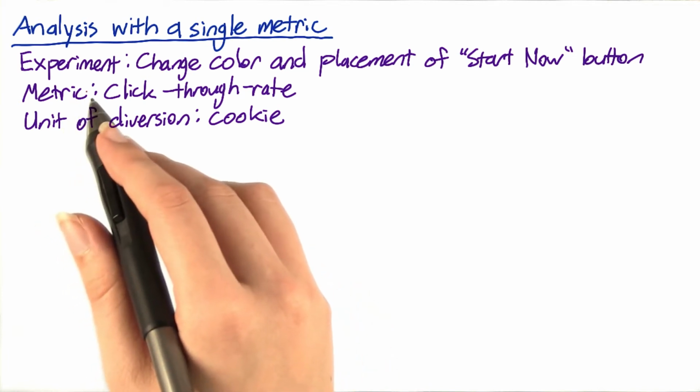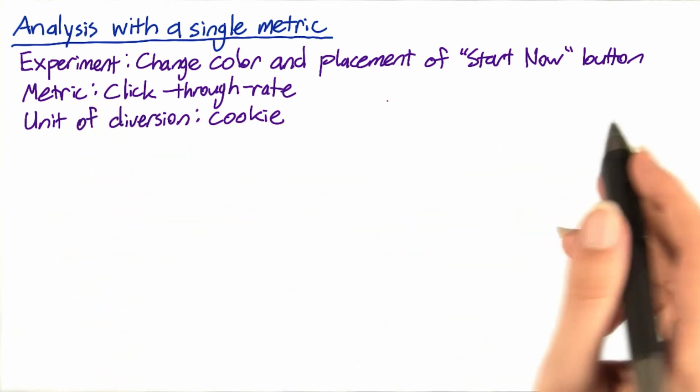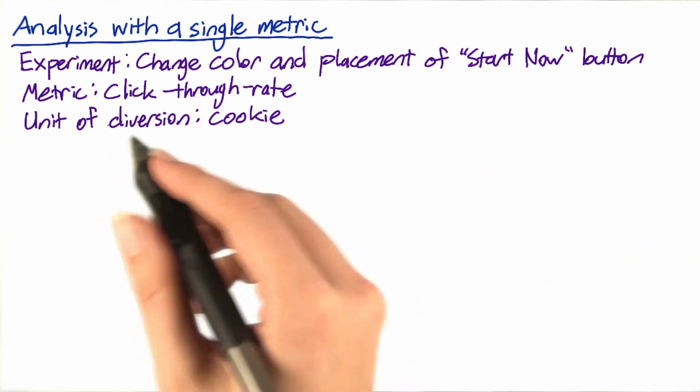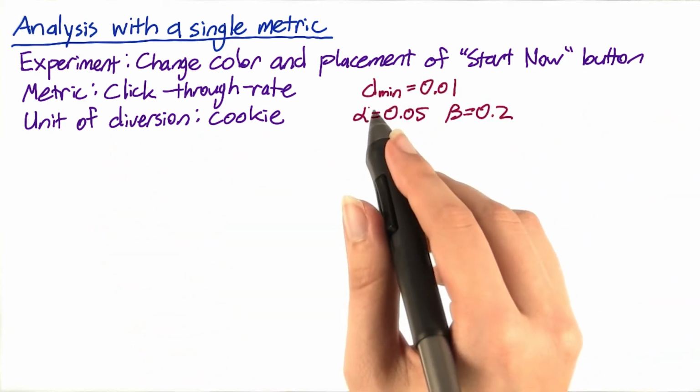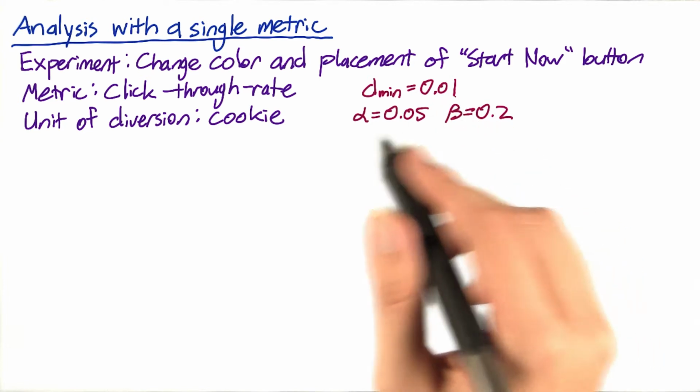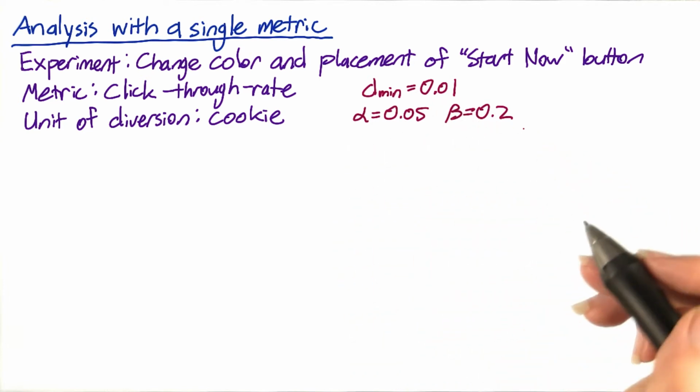Okay, let's suppose Audacity runs an experiment where they test changing the color and placement of the Start Now button. Their metric is click-through rate, and they divert by cookie. Their practical significance boundary is 0.01, and they use an alpha of 0.05 and a beta of 0.2.